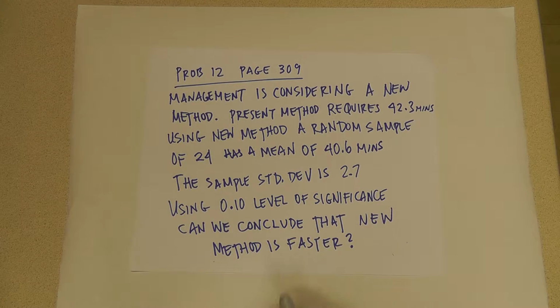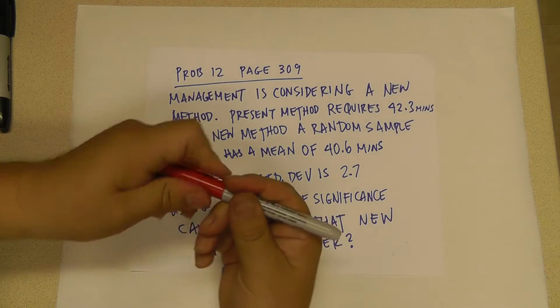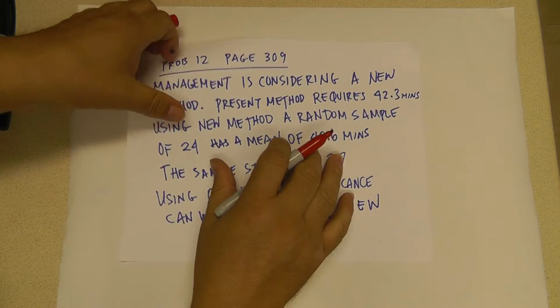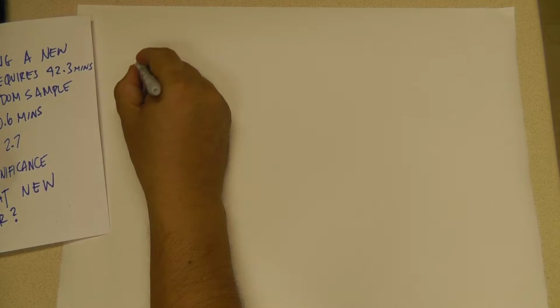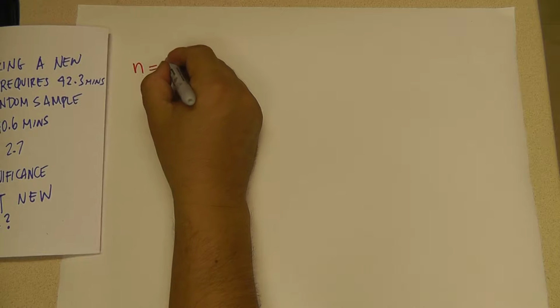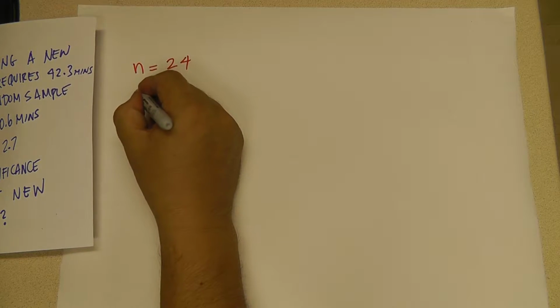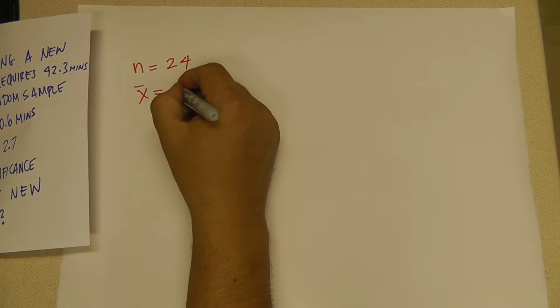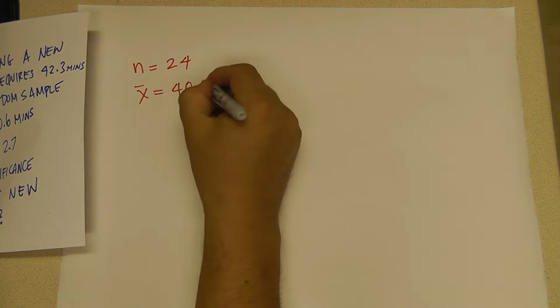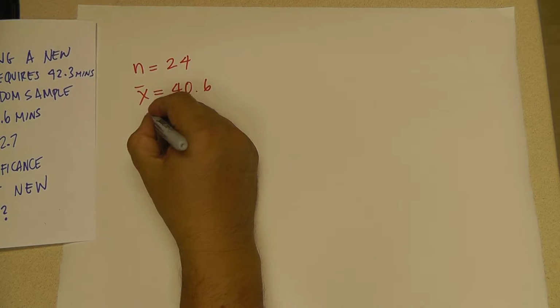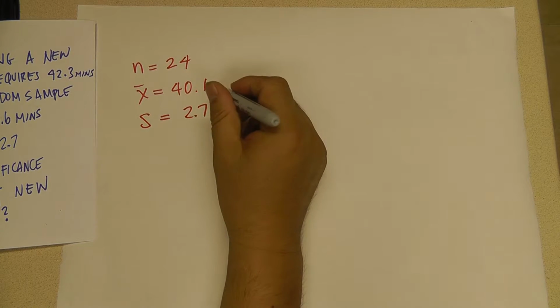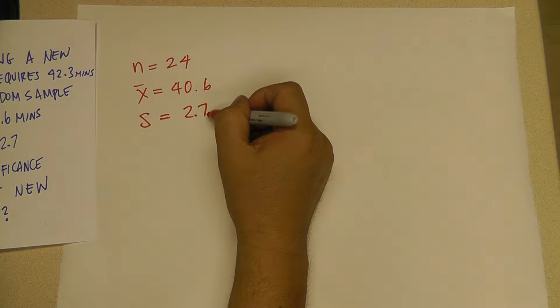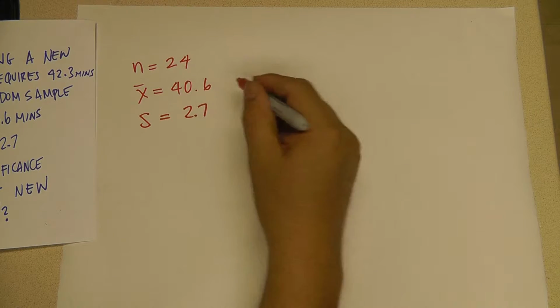Now, the first thing we do is transcribe all the data, or basically label the data. If you notice, the sample size was 24. The mean of the sample, x bar, is 40.6. And the standard deviation of the sample, s, is 2.7. And this will be in minutes, and the mean is also in minutes.